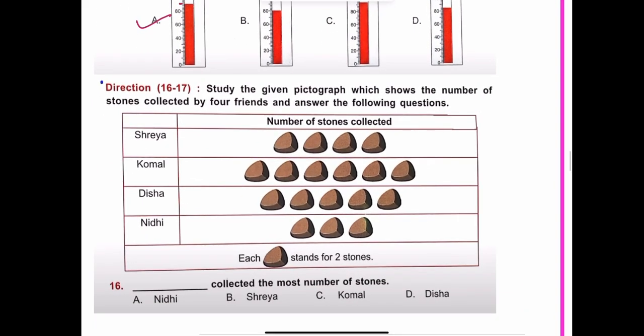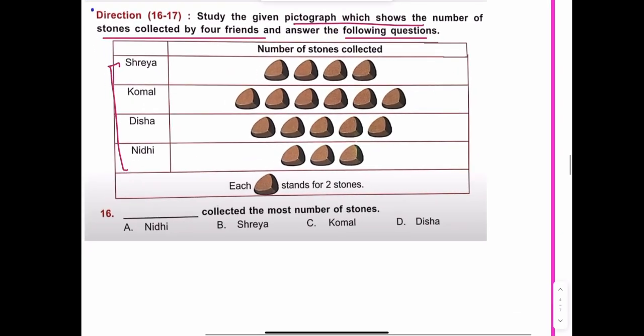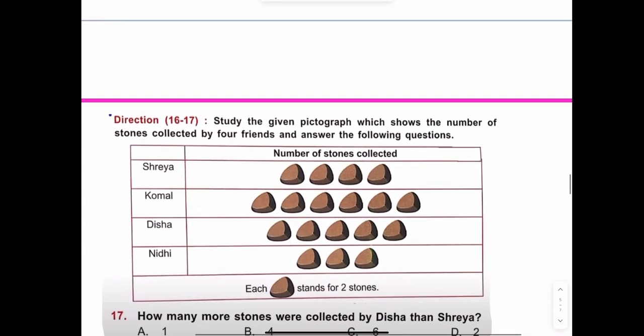Question 16. Study the given pictograph which shows the number of stones collected by 4 friends and answer the following questions. Okay. So these are the 4 friends and these are the number of stones collected by them, and each structure is equal to 2 stones. So question 16, blank collected the most number of stones. The most numbers means the higher collection, we can see here 36 by Komal. So option C.